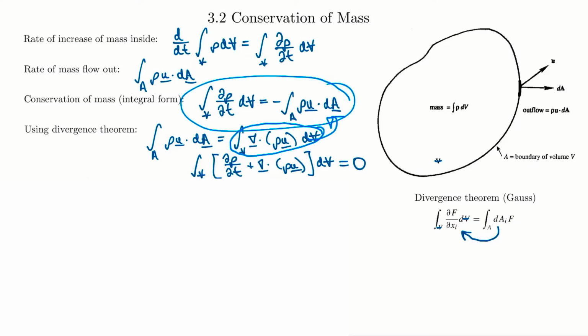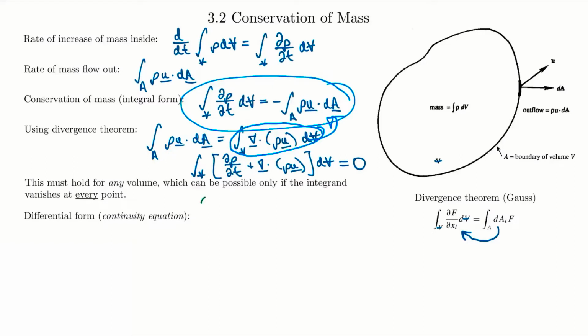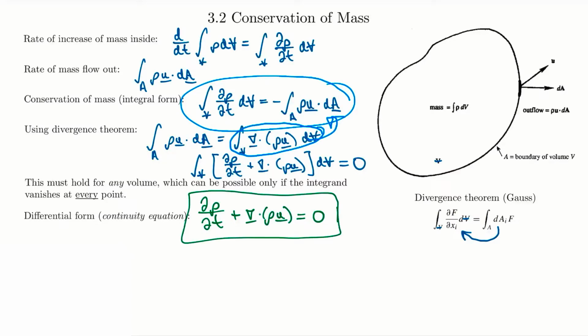But now this relationship has to hold for any volume. That means that to equal 0 here, the integrand itself has to vanish at every point. Because if it didn't, we could choose a small volume around that point and we could get a non-zero integral. So for this to be 0, everything in the brackets has to be 0. And so therefore, we can write the part in the brackets. And this, we will definitely box. That's the continuity equation. That's our conservation of mass in differential form.